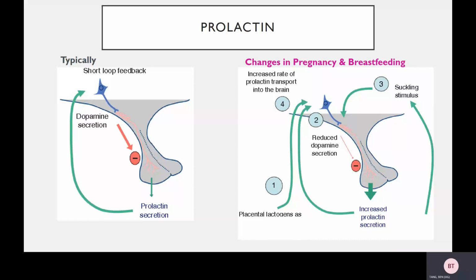Adding on to this, on the top right over here, you can see number 3 is a suckling stimulus, right? So this adds to the stimulation of prolactin secretion, but instead of being hormonal, you're thinking about more of mechanical stimulation, right? There's mechanical receptors in and around your nipple that get stimulated, and this sends a stimulatory signal all the way up and helps to increase the production of prolactin and therefore milk production, which makes sense because when you're pregnant and breastfeeding, you need to produce milk.